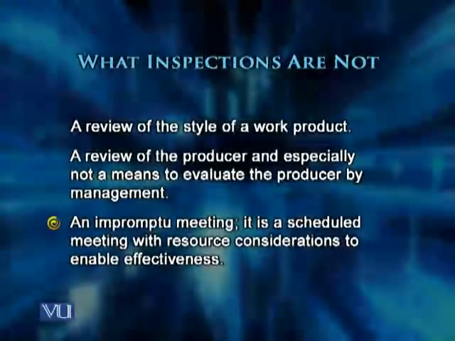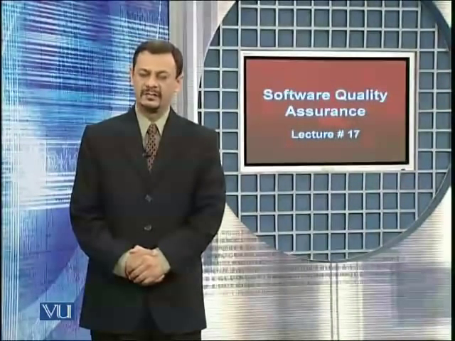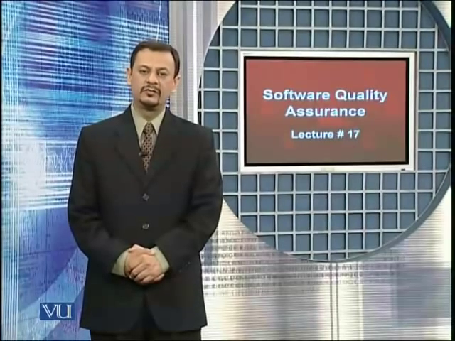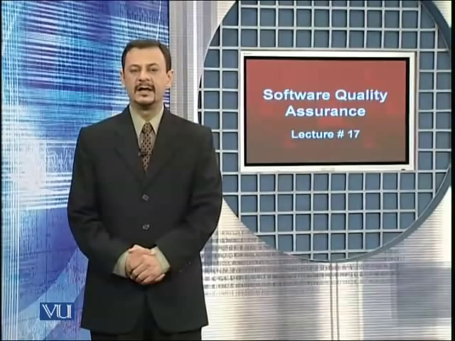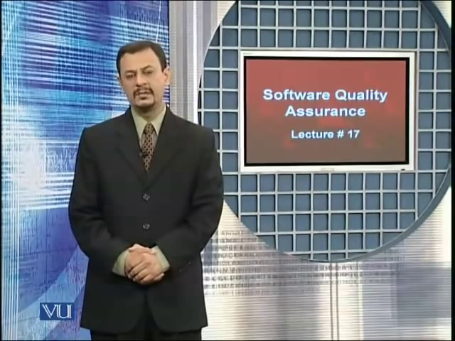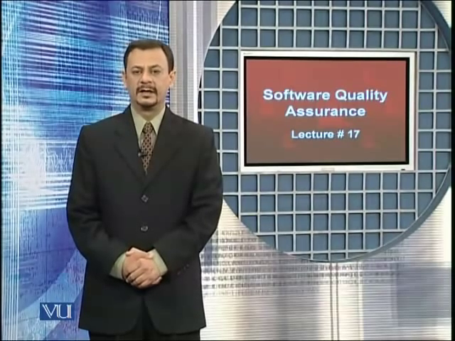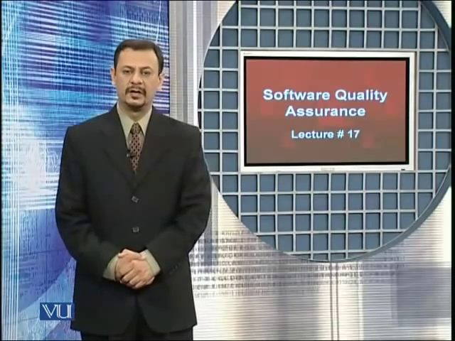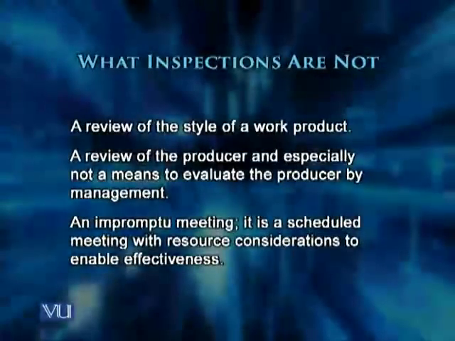An impromptu meeting is not a software inspection meeting. Software inspection is a scheduled meeting with resources and considerations to enable high effectiveness. As we have seen when we were discussing success factors, in order for companies to have successful software inspections, they allow enough preparation time and enough resources and time for planning and scheduling of software inspections. So any impromptu meeting can be an urgent review, but certainly not an inspection.